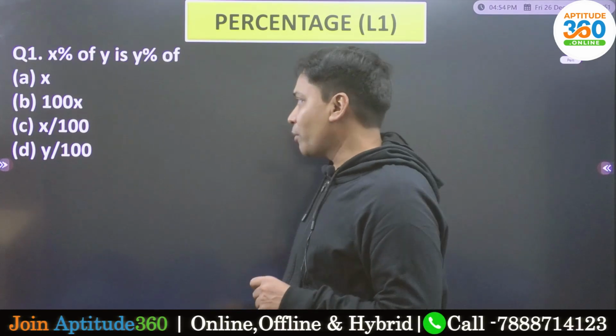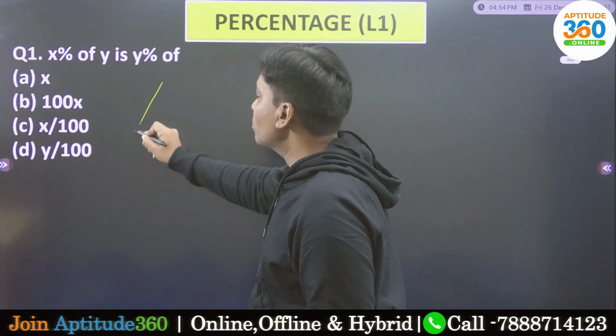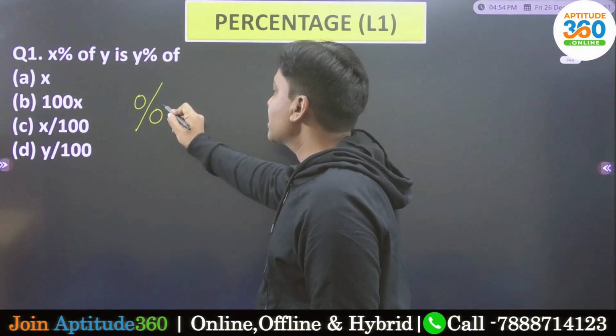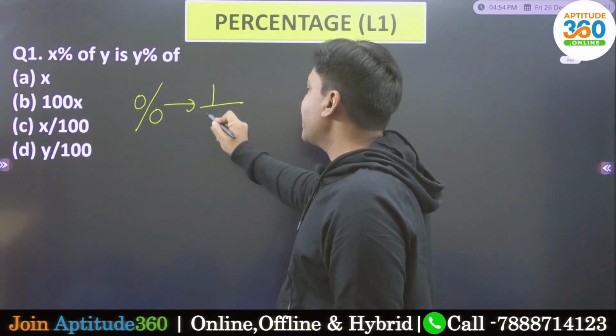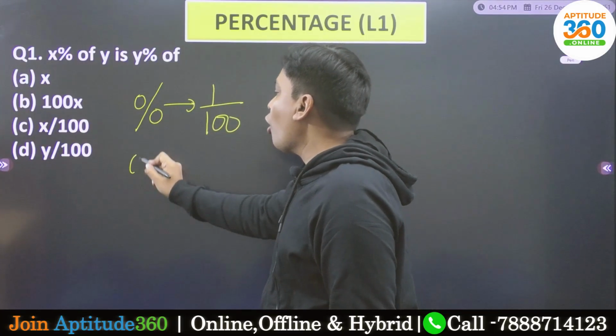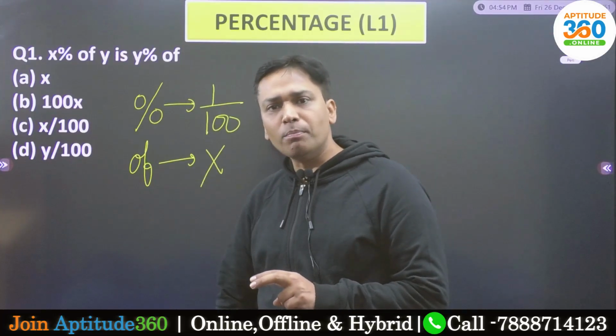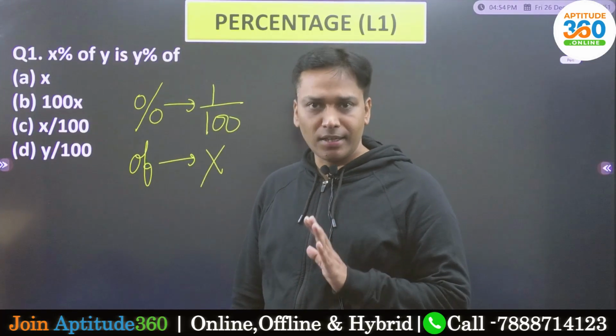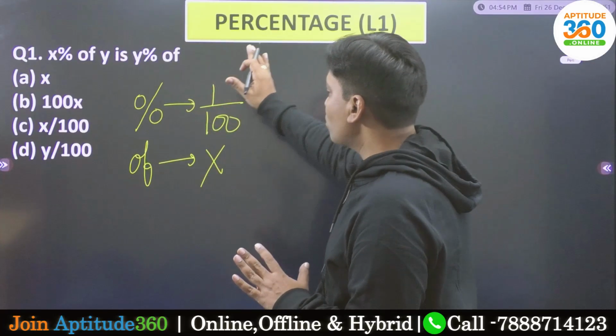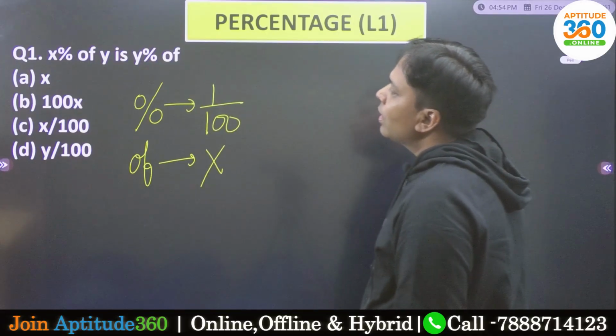How do you solve this problem? The very first thing that you need to know is percentage is written as 1 by 100, of is written as product. ये दोनों चीजें आपने वीडियो नंबर 1 में सीखी हैं, राइट? क्या कि परसेंटेज इक्वल टू 1 by 100, ऑफ इज इक्वल टू a sign of product.